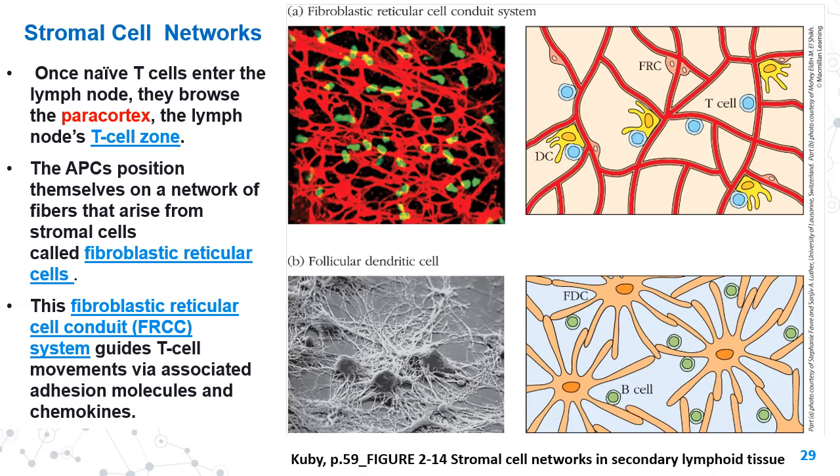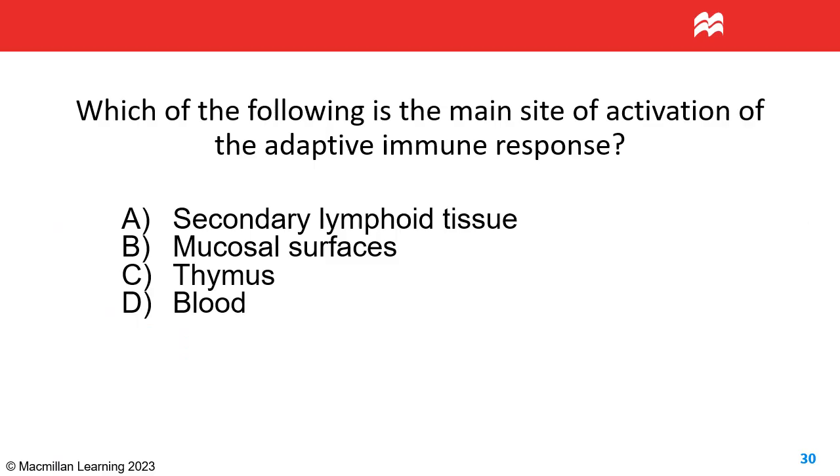What is important here? Fibers, conjugate system, so that you can read on your own. And finally, you get another point here. The question is: which of the following is the main site of activation of your adaptive immune response? That's an easy question. A.